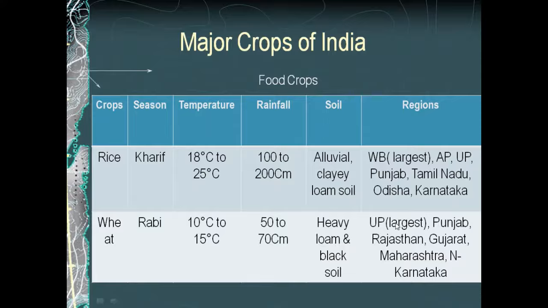Uttar Pradesh is the largest producer of wheat, and the wheat granary of India is Punjab. Rajasthan, Gujarat, Maharashtra, and North Karnataka are the areas that also grow wheat. So this is about food crops.